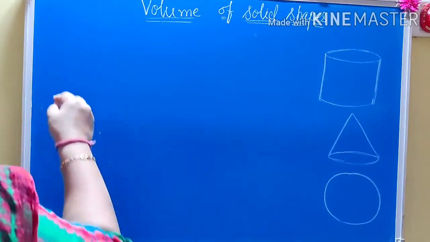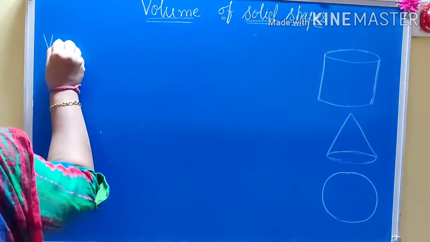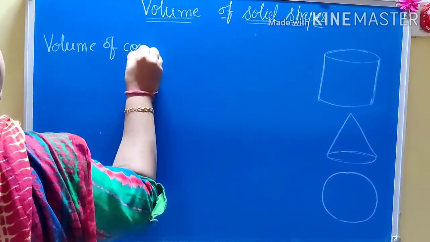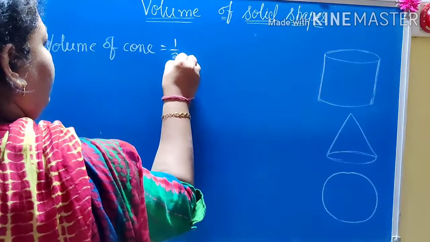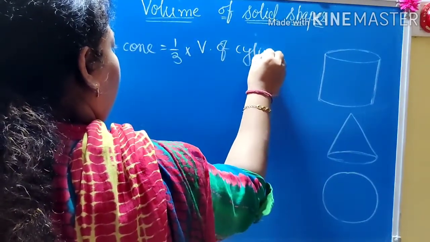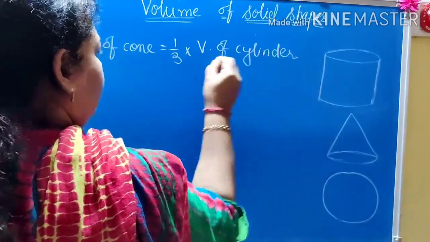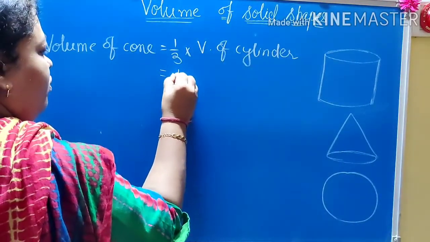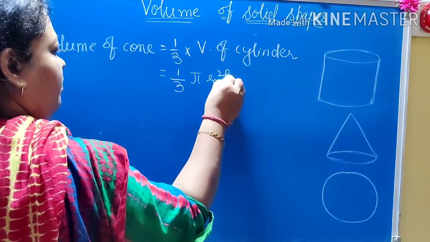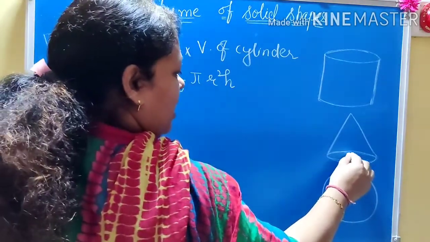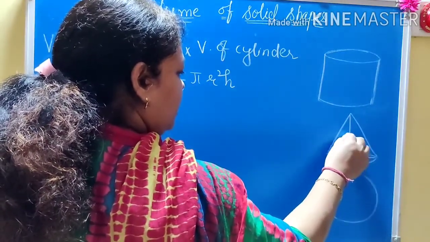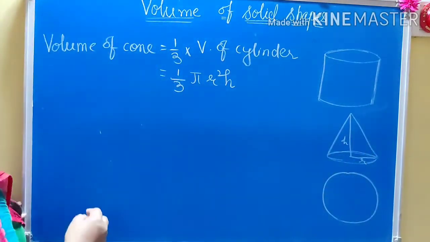From the activity, you can say that volume of cone is equal to 1/3 volume of cylinder. We know that volume of cylinder is pi r square h. So you will get volume of cone as 1/3 pi r square h, where r is radius of the cone and h is height of the cone.